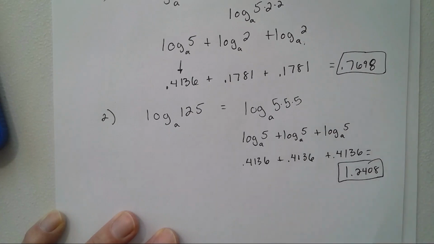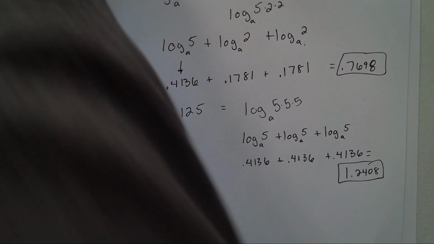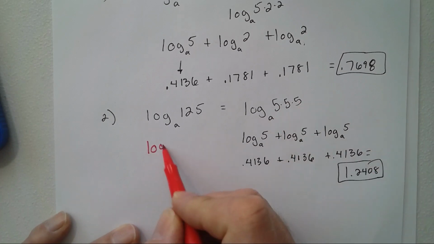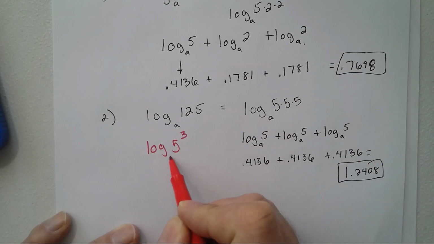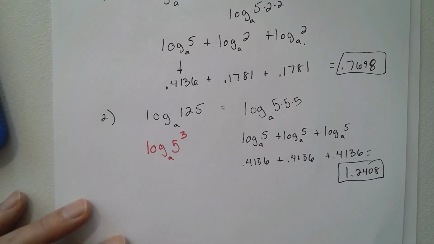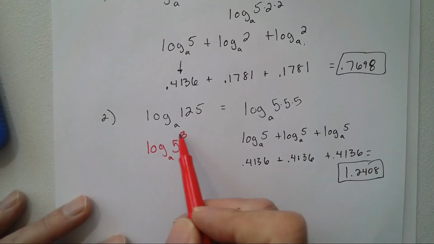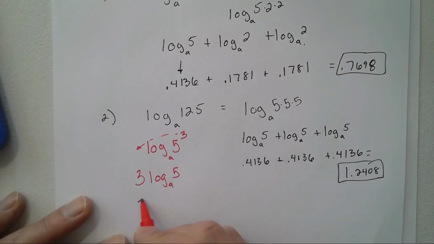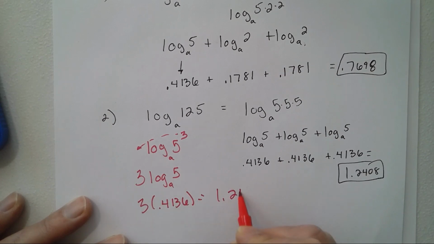Another way we could have done it is we could have recognized that 5 times 5 times 5, well, that's the same as the log of 5 cubed, and used our power property by taking that 3 and moving it out front. So it's 3 logs of 5 base A. And we know now that still the log of 5 base A is 0.4136, and we get the same answer. So 2 ways of doing the same problem.